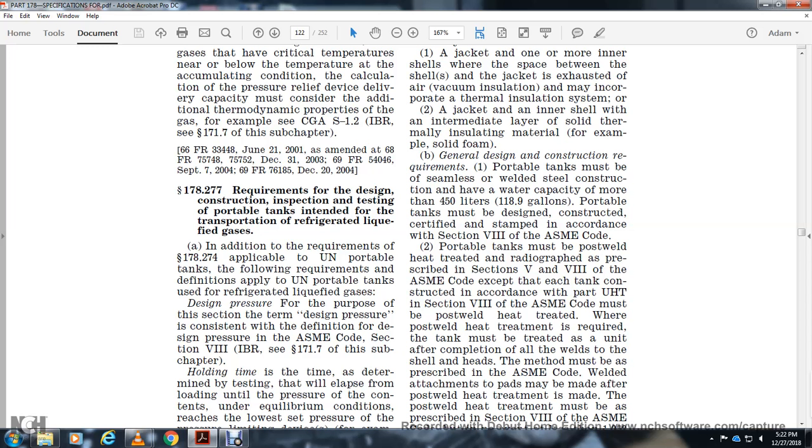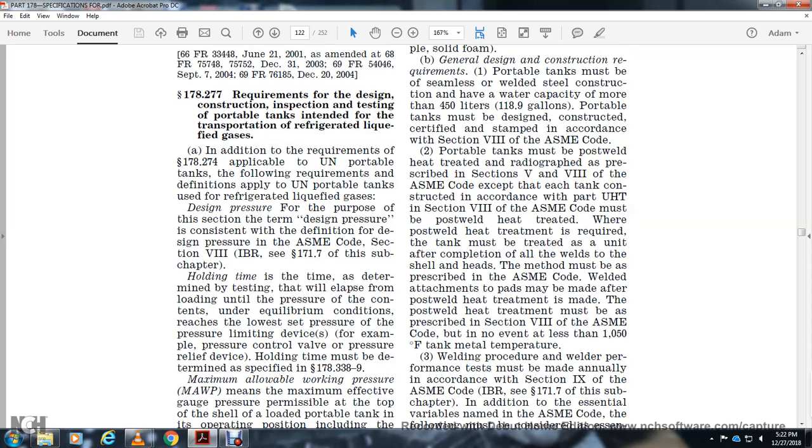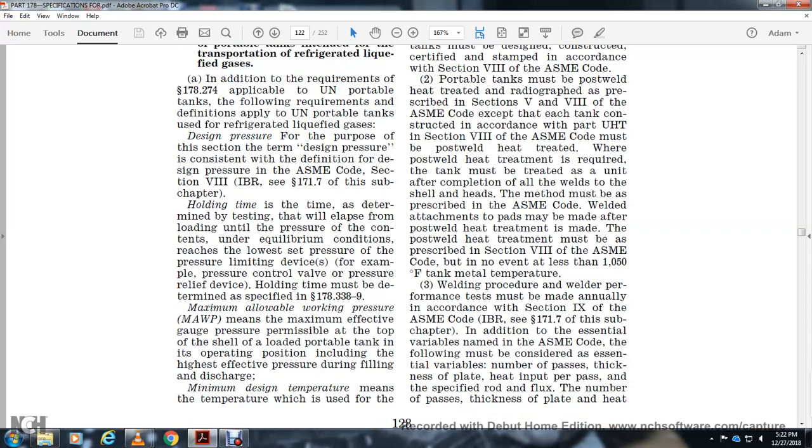Welding of attachments to pads may be made after postweld heat treatment is made. First of all, the heat treatment must be as prescribed in Section 8 of the ASME Code, in no event less than 1,050 degrees tank metal temperature. Welding procedure. The welding performance test must be made annually according to Section 9 of the ASME Code.